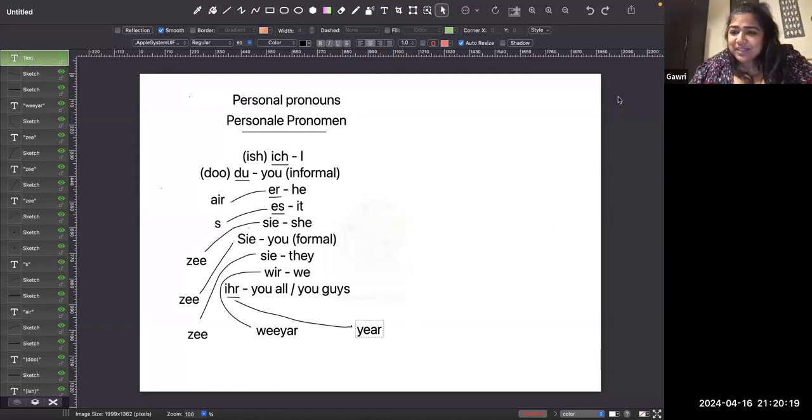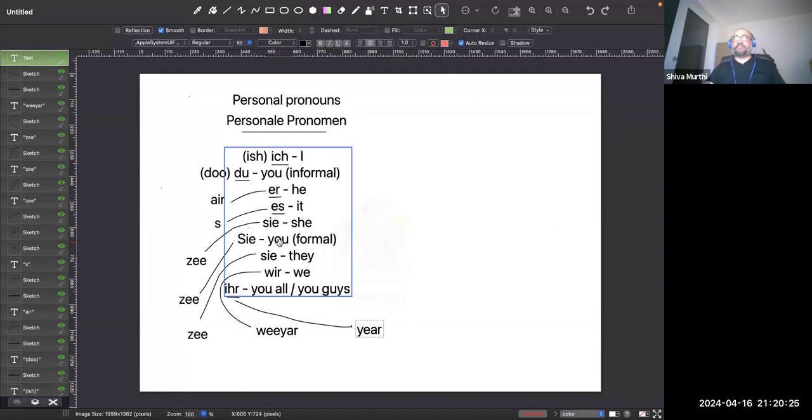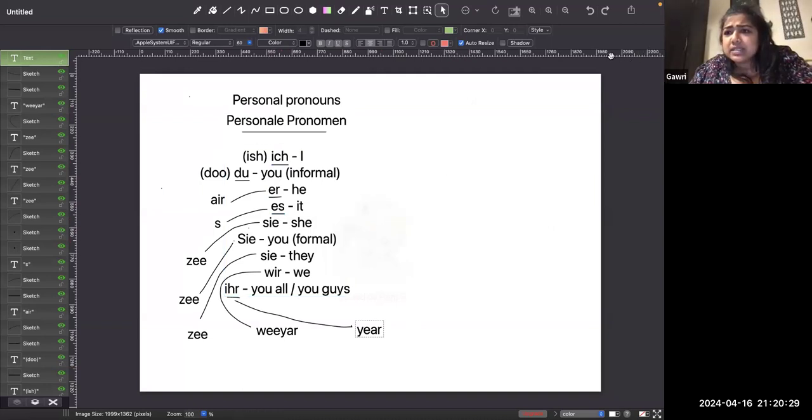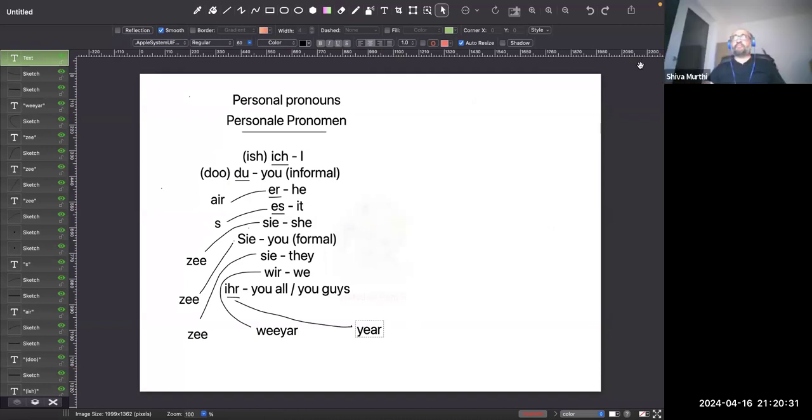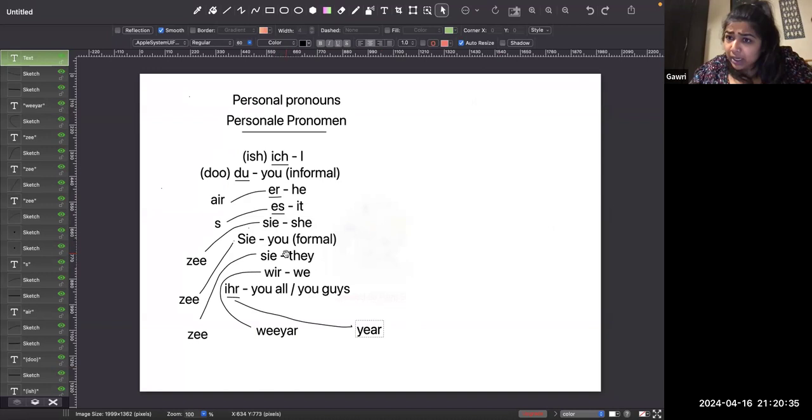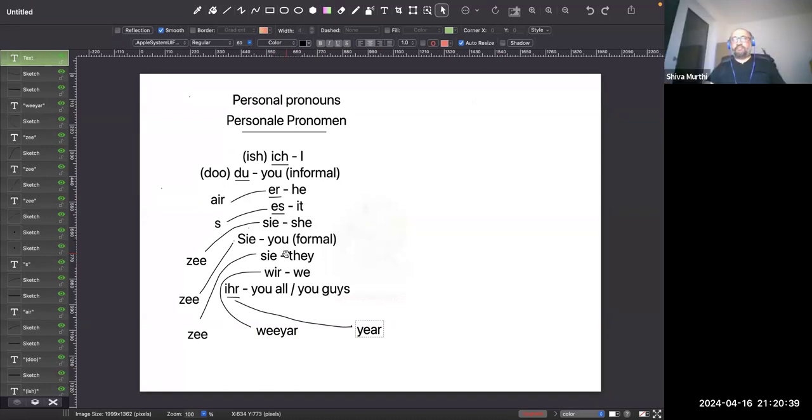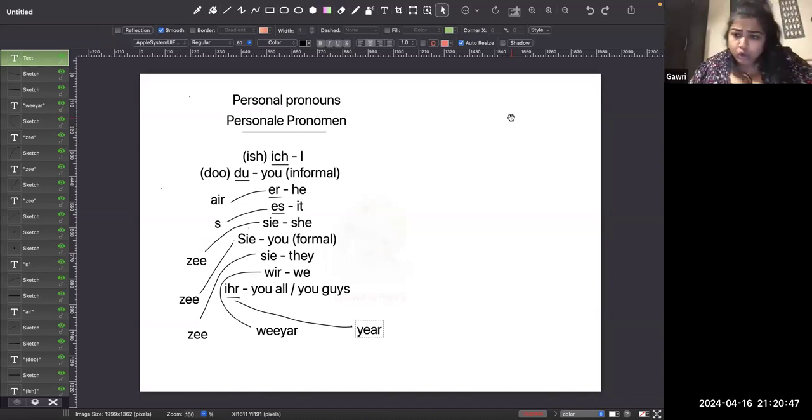Yes. So, Shiva Murthy, can you please pronounce these words? Only the German words, not the English meaning. Only German words. Pronounce this. Okay. Ich, du, er, es, sie, wir, ihr.